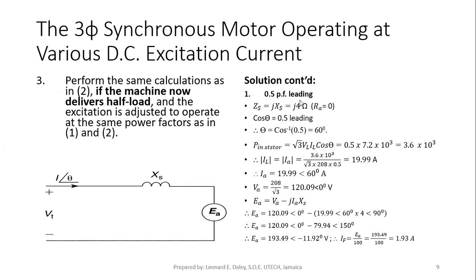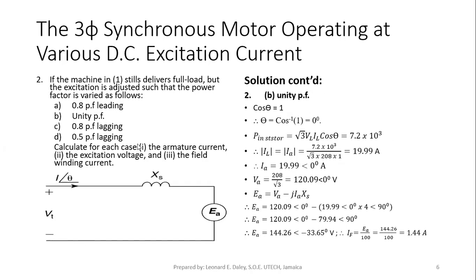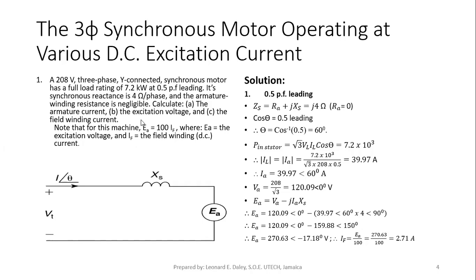Just clarifying something. So EA would be the equivalent to VF? No. EA is the induced EMF in the stator. Okay, but we can still use it to find IF. Right, because for this machine there is a direct relationship between EA and IF. Here it is: EA is equal to 100 IF. Yes, sir. Thanks.